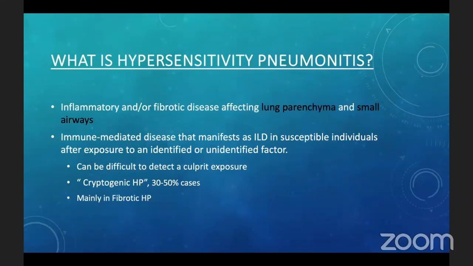Sometimes it's really difficult to detect the culprit exposure, and in those cases, we call it cryptogenic hypersensitivity pneumonitis, which is around 30 to 50% of cases. That is usually in the fibrotic type of hypersensitivity pneumonitis, because usually the non-fibrotic early stages of hypersensitivity pneumonitis is a clinically easy diagnosis to make for the clinicians.